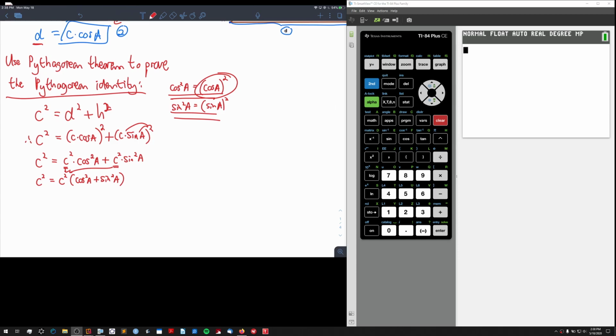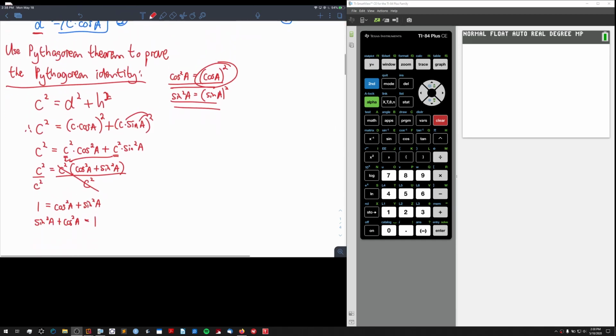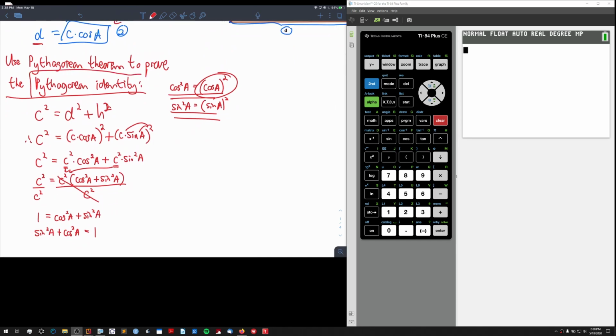So now what I can do is divide by c squared, and that's gone. So what do I have left? 1 equals cosine squared A plus sine squared A. And you can switch that around, and this is usually how we write it: sine squared A plus cosine squared A equals 1. Okay? And that is called the Pythagorean identity. Okay, for trigonometry, Pythagorean identity.